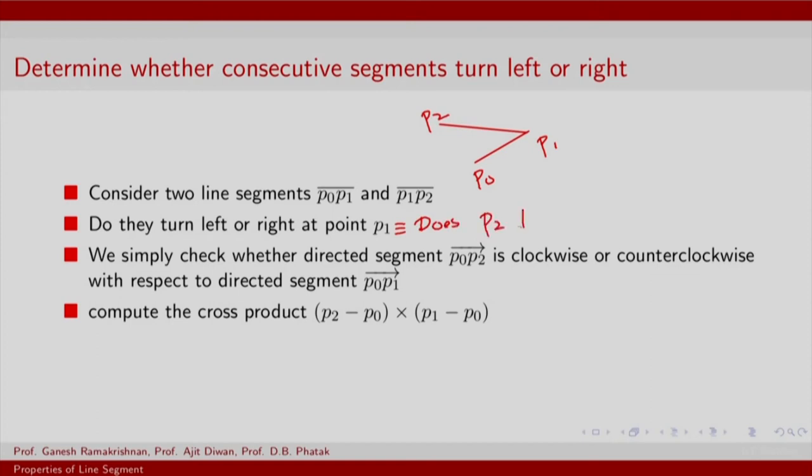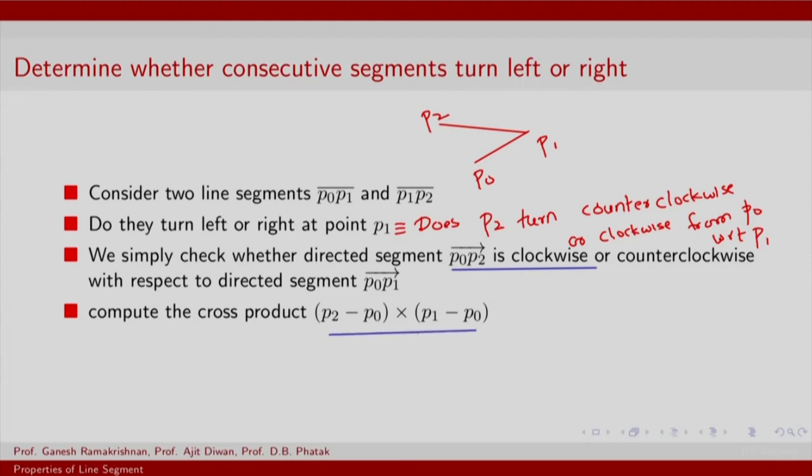So this will be equivalent to the question, does P2 turn counterclockwise or clockwise from P0 with respect to P1? And that is what we have summarized here. The approach will be to check whether the directed segment P0, P2 is clockwise or counterclockwise with respect to the directed segment P0, P1, and that is through this cross product P2 minus P0, that is the first vector that we want, P2 minus P0, that is the vector whose orientation needs to be checked with respect to P1 minus P0.